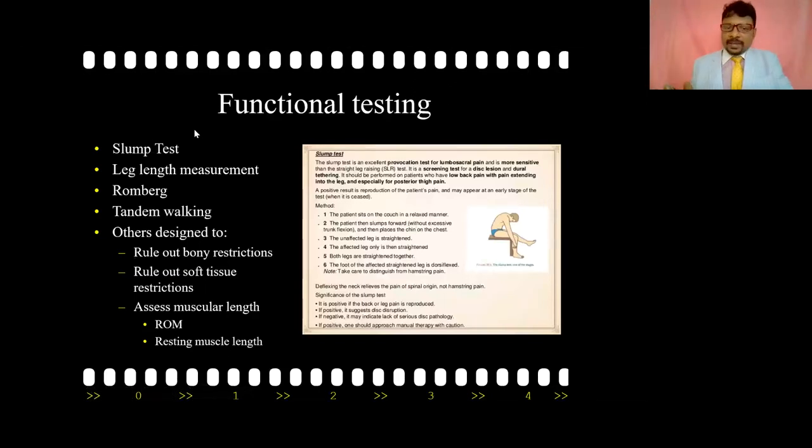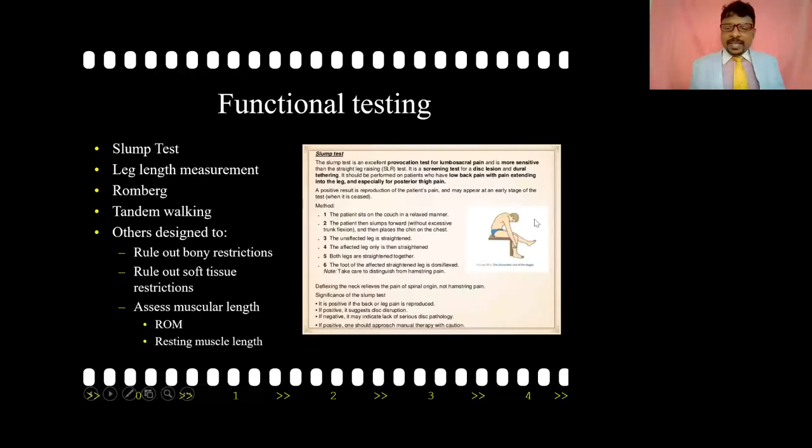If anybody has a back problem or back injury related to a disc problem, we have to do a special test called the slump test. In the slump test, the patient should sit on the couch in a high sitting position. First, the patient should be relaxed, and then we ask them to slump forward, to bend forward.